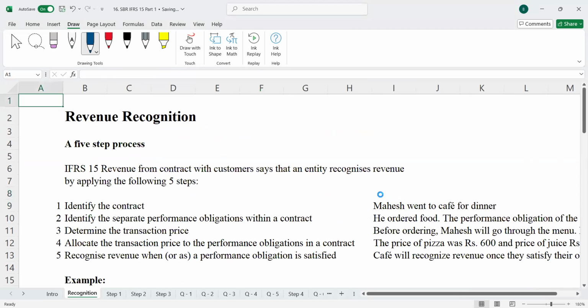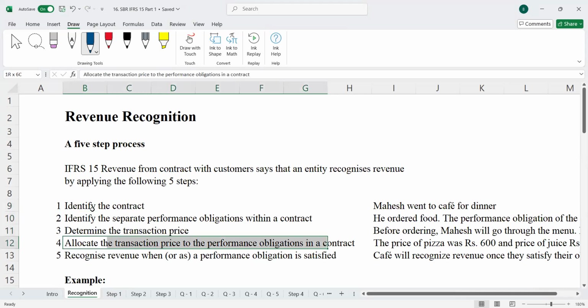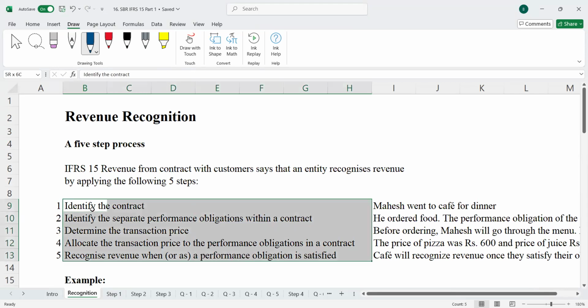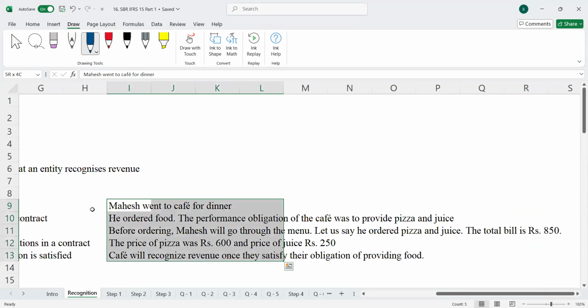Okay. Now recognition. There is a five-step process if you want to recognize revenue. Let us understand this with the help of an example. IFRS 15, Revenue from Contracts with Customers, says that you have to follow five steps. First, identify the contract. Second, identify the separate performance obligations within a contract. Third, determine the transaction price. Fourth, allocate the transaction price to the performance obligations in the contract. Fifth, recognize revenue as and when the performance obligation is satisfied. Let us understand this with the help of an example.